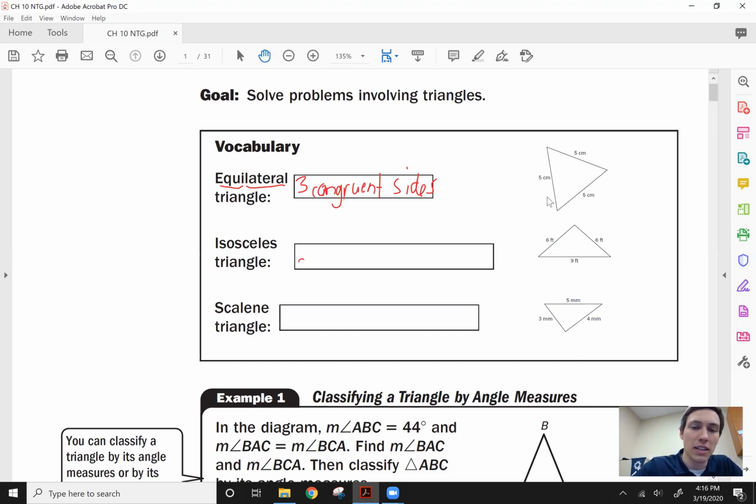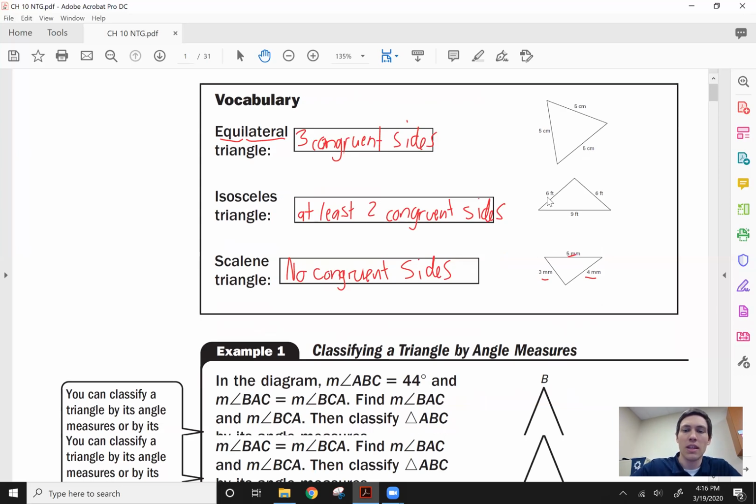Isosceles means at least two congruent sides. And then there's scalene, which means no congruent sides. All the sides are different, or all the sides are different lengths. So like this one, 3, 4, and 5. They're all different lengths. So that's a scalene triangle. All right, classifying.